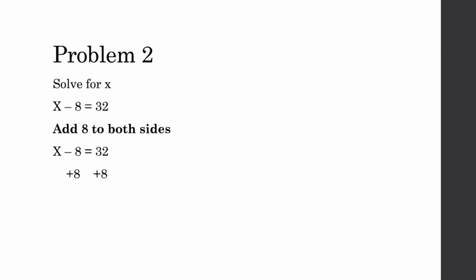So whatever you do to one side, you have to do to the other side. So the opposite of subtraction is addition. So what happens here is that these 8s on the left side cancel out, because when you do minus 8 and plus 8, that gives you a 0. So on the left side, you're just going to be left with x, and then 32 plus 8 equals 40. So your value of x is going to be 40.